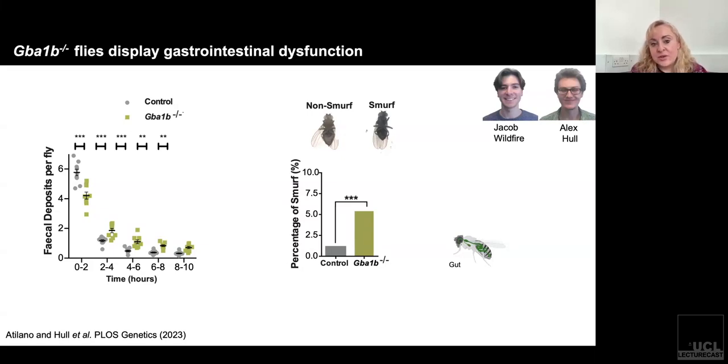We then turned our attention to intestinal wall integrity and barrier function. And to do this, we use something called a Smurf assay. So flies are fed with a non-absorbable blue dye. And if that dye is able to pass across the intestinal wall into the surrounding tissues to give a blue Smurf-like appearance, then that indicates that there is increased gut wall permeability. And indeed, we saw an increased number of Smurfs in the GBA knockout fly group compared to controls, consistent with there being increased gut wall leakiness in GBA loss of function.